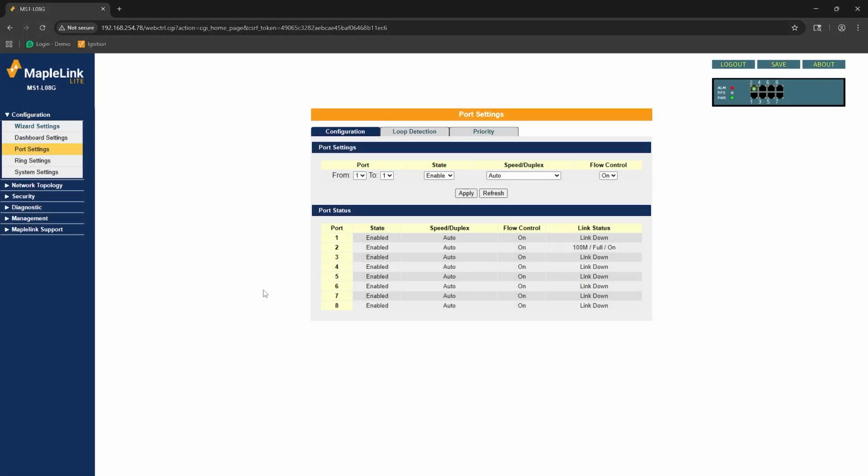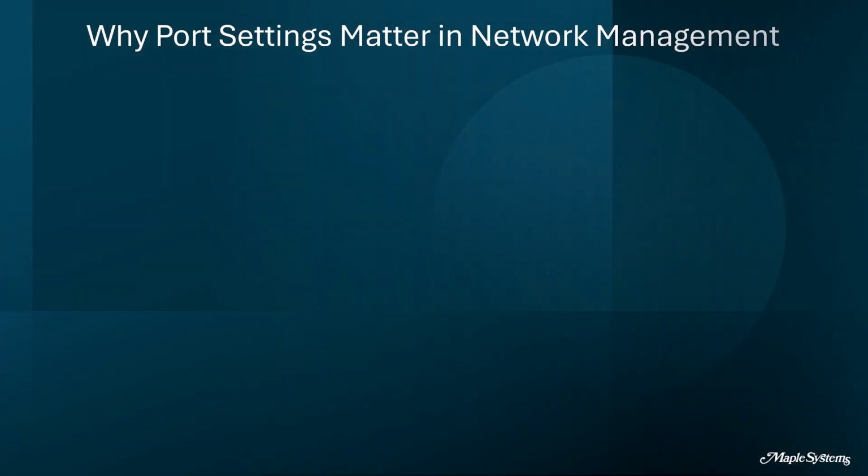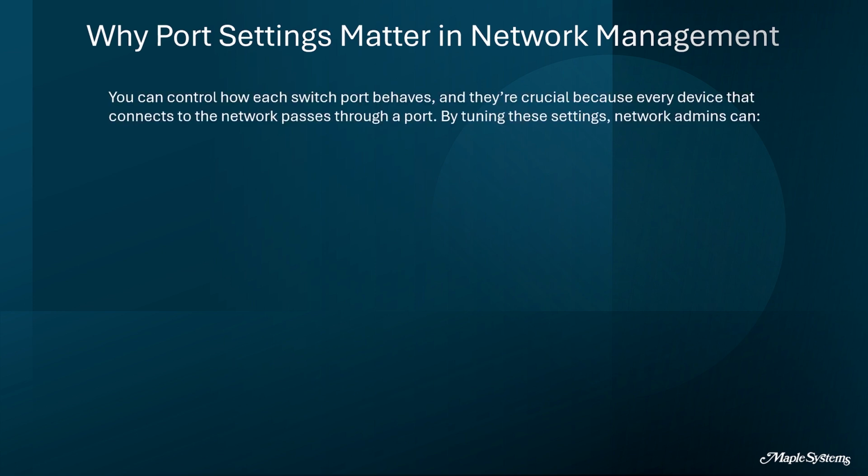Hey there, in this video I'm going to cover how to configure port settings and port priority to improve traffic management using a Maple Systems Lite Managed Network switch in the user interface, Maple Link Lite. So first, I want to explain why port settings matter in network management. You can control how each switch port behaves, and they're crucial because every device that connects to the network passes through a port. By tuning these settings, network admins can ensure compatibility and stability.